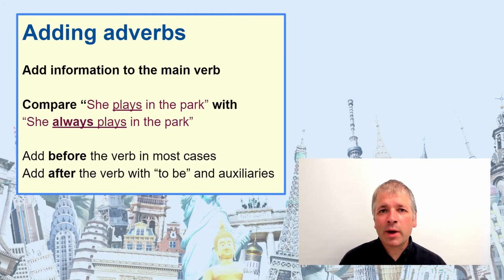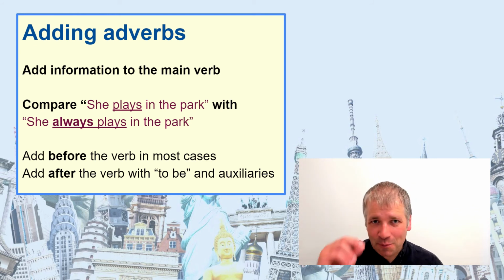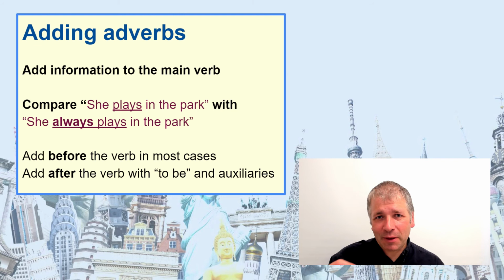And finally, we can make a verb phrase by adding adverbs. These add information to the main verb, telling us how the main verb happens. Compare "she plays in the park" with "she always plays in the park." Now we have more information about the activity and the manner of the verb. Not simply plays, but always plays. We now know more about the verb, and this makes a longer verb phrase.